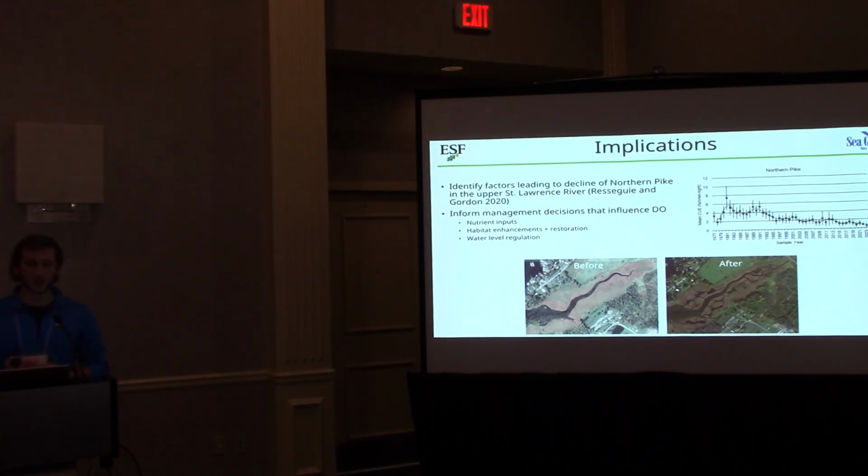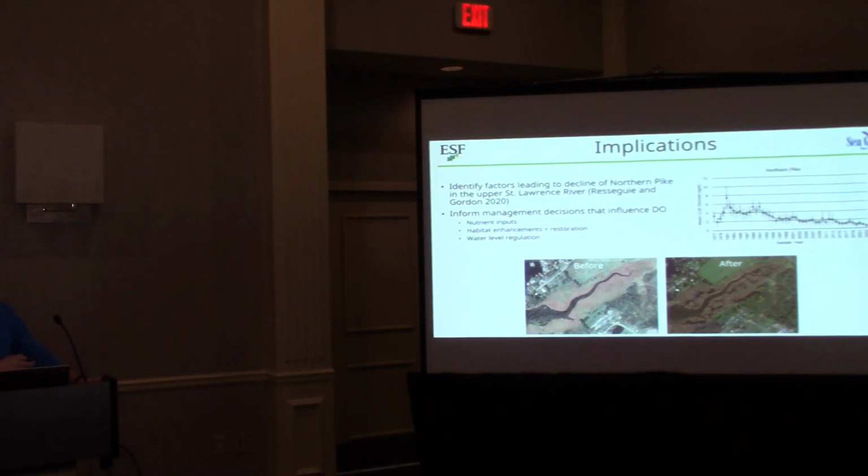Some of the implications of this work: for one, native northern pike populations in the upper St. Lawrence River have been experiencing prolonged decline, so we hope that this could help identify some of the factors leading to that decline. Of course, also we hope that it informs management decisions that influence dissolved oxygen. So for one, nutrient inputs, of course, that's a classic one. Habitat enhancements and restoration that Matt talked about briefly in the prior presentation can also influence dissolved oxygen. And then even water level regulation can influence dissolved oxygen levels in the upper St. Lawrence River. So these are all management tools that hopefully we could help influence decisions regarding.